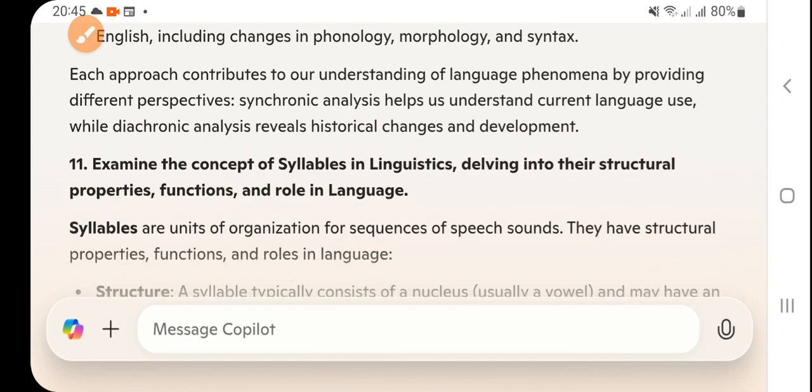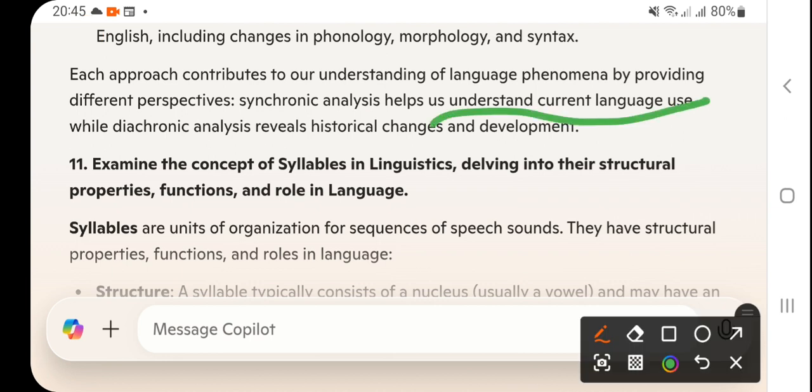Each approach contributes to our understanding of language phenomena by providing different perspectives. Synchronic analysis helps us understand current language use, because we have to be updated, while diachronic analysis reveals historical changes and developments.